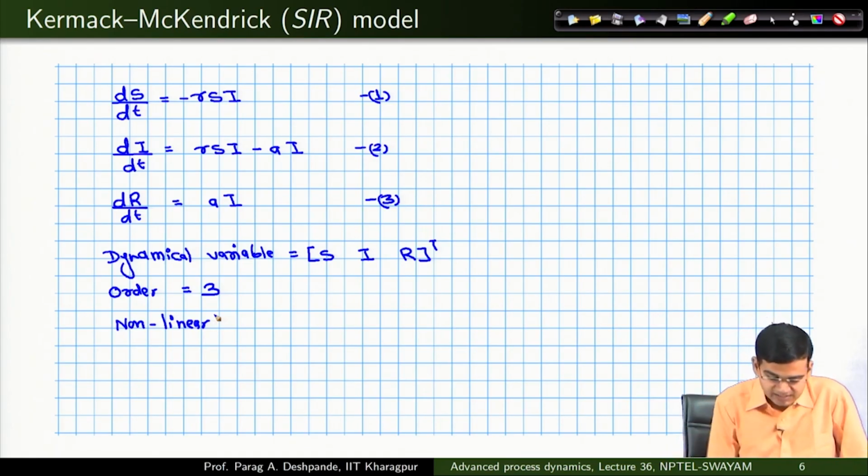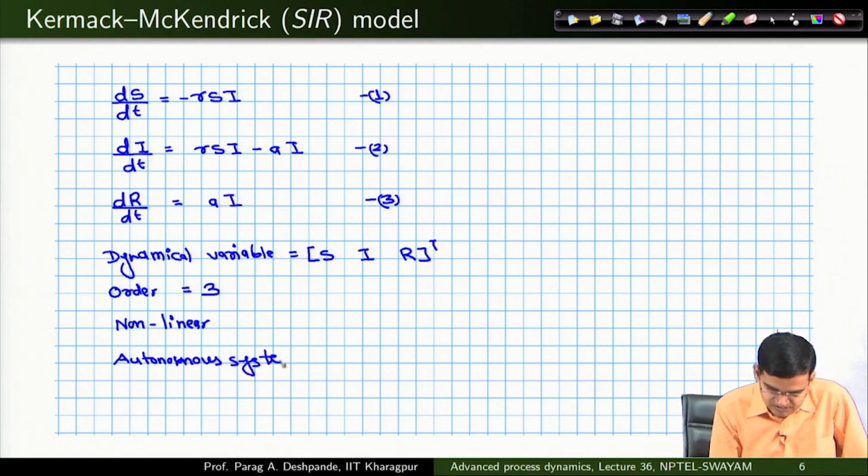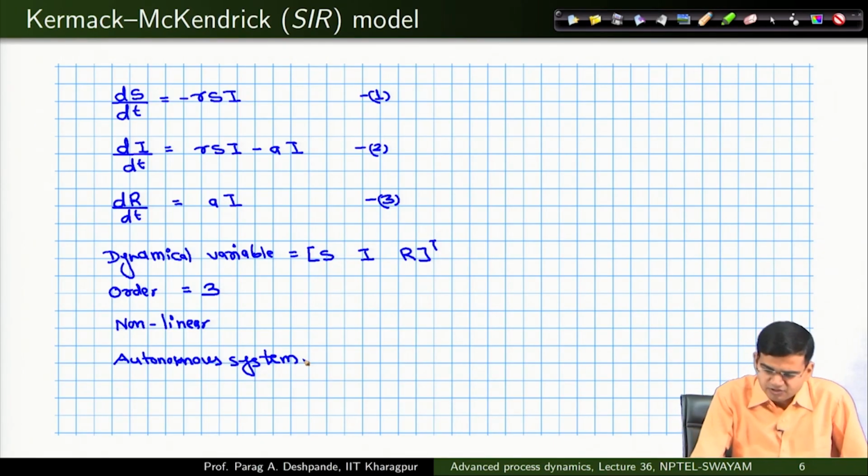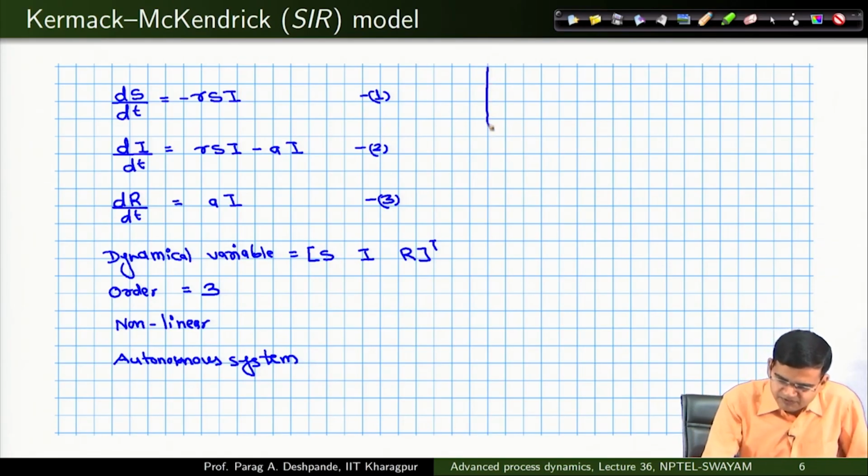And finally, this is also what you can assess, that this is an autonomous system. This is an autonomous system, fine. Since this is a nonlinear system, we might have difficulty actually solving this explicitly. We would in fact try to do that, but let us first see if we can have some qualitative idea.